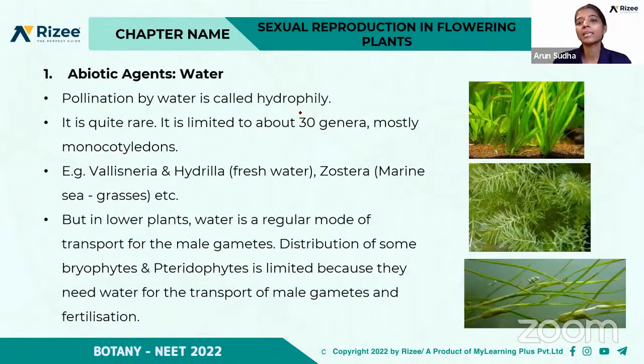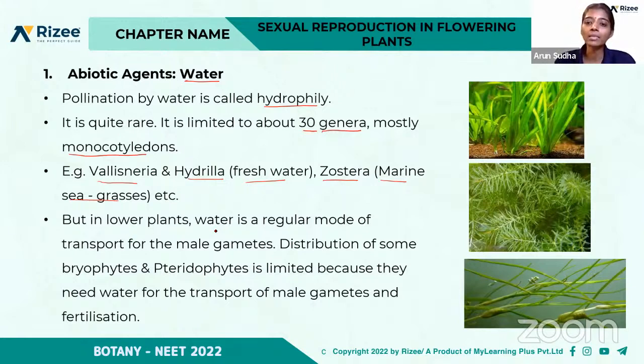So next is the pollination by water. Here the pollination by water is called hydrophily, and it is very rare, and it is limited only to 30 genera where water pollination is happening. Mostly they are monocotyledons. So these monocotyledons are pollinated by water. Examples are Vallisneria and Hydrilla in freshwater, and Zostera in marine sea grasses. So these are the examples for the plants which are pollinated by water.